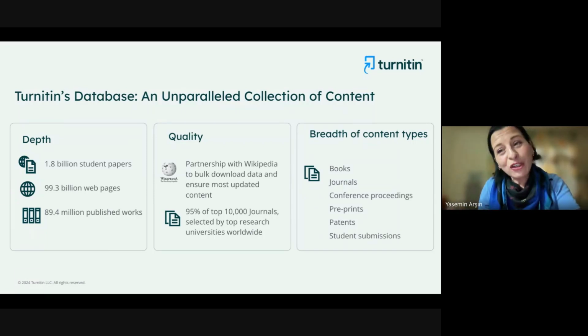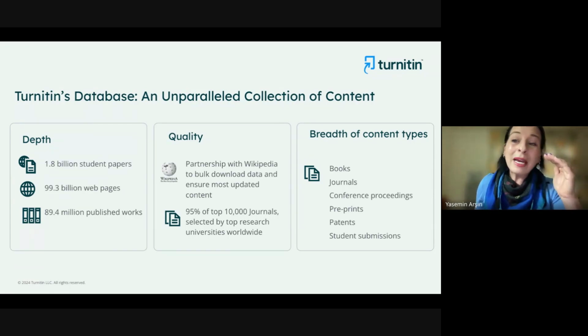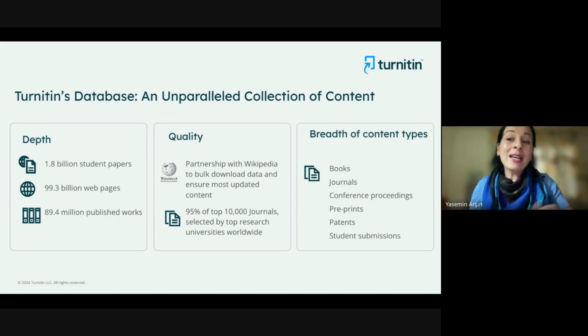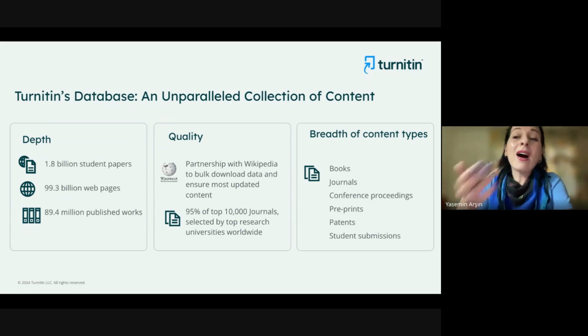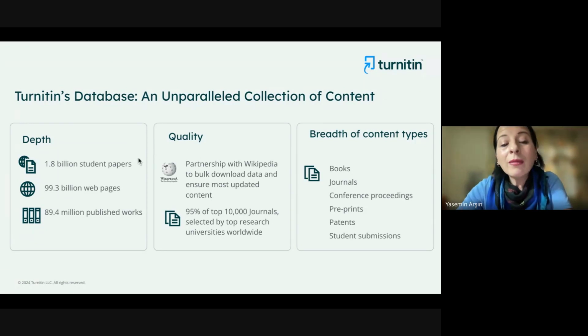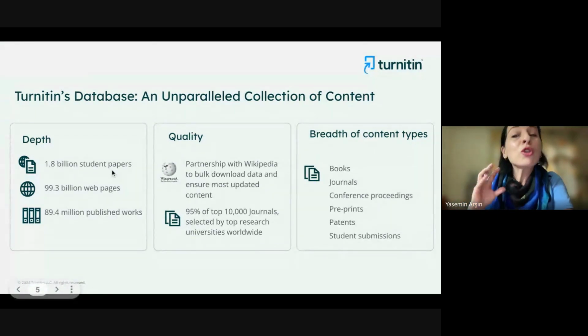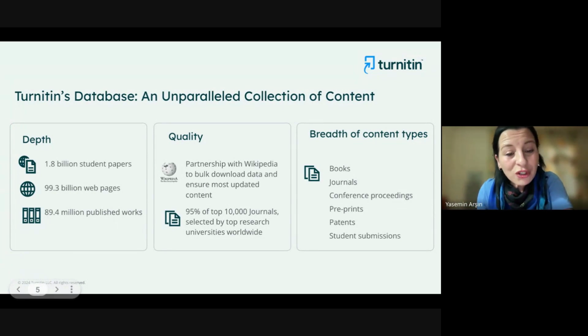And as you can imagine, English is the global language. That is why we have the top database in English. And then there are some other worldwide spoken languages that follow, and Arabic is one of the top languages as well. So in our database, we have almost 2 billion student papers, almost 100 billion web pages, and almost 90 million published works, namely academic journals and academic articles.